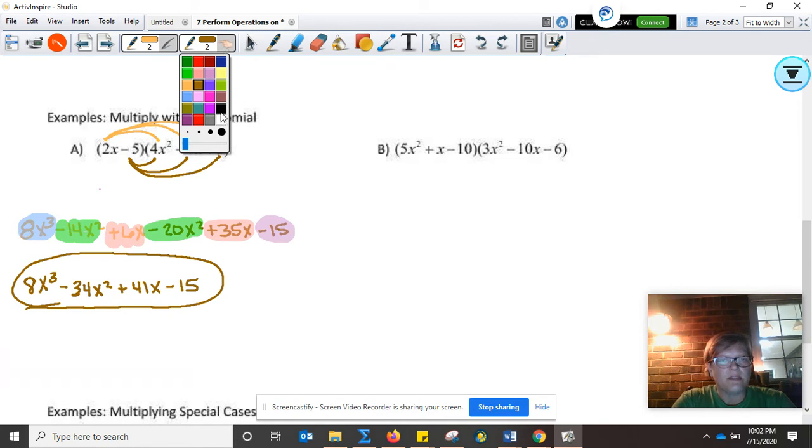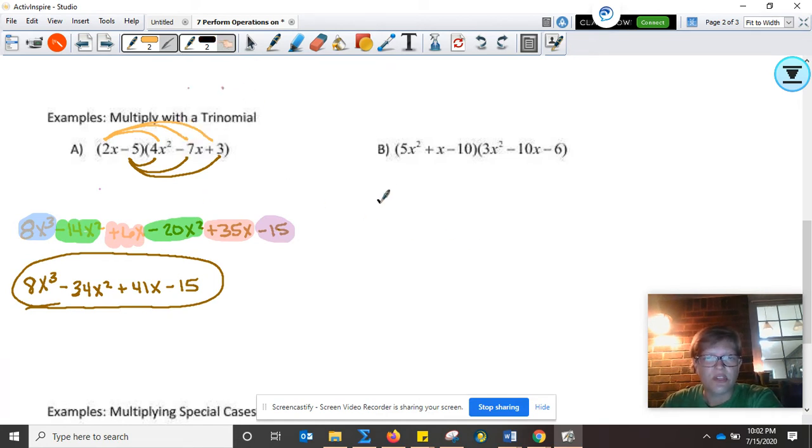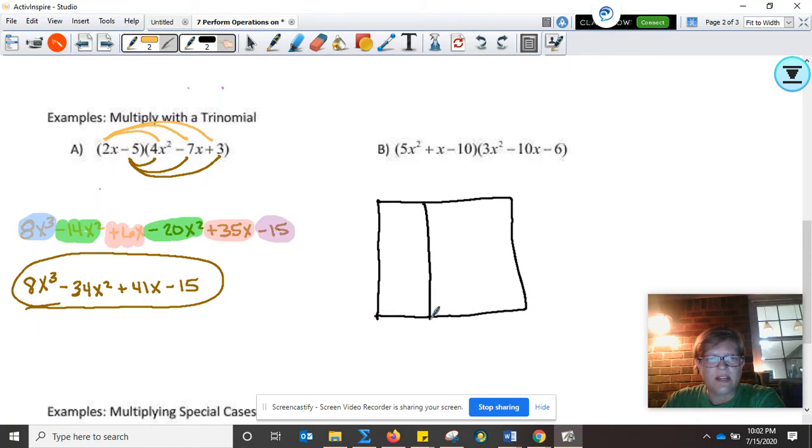For the next one, I'm just going to go back to a box. We have a trinomial times a trinomial. You can decide which method you like better. Either way, you're going to get the same outcome. So for this one, since it's a trinomial times a trinomial, I need a 3x3 box.